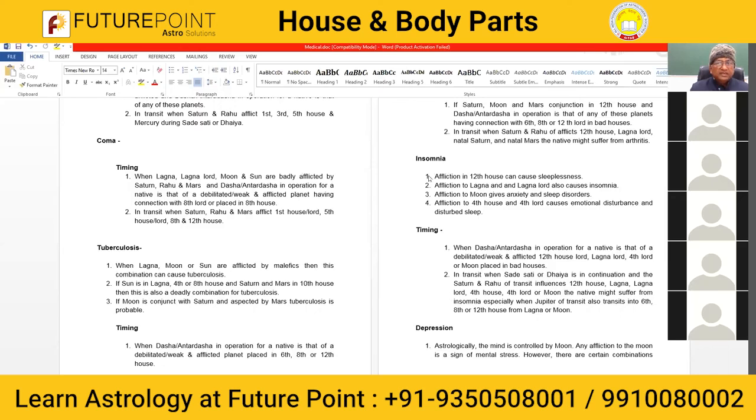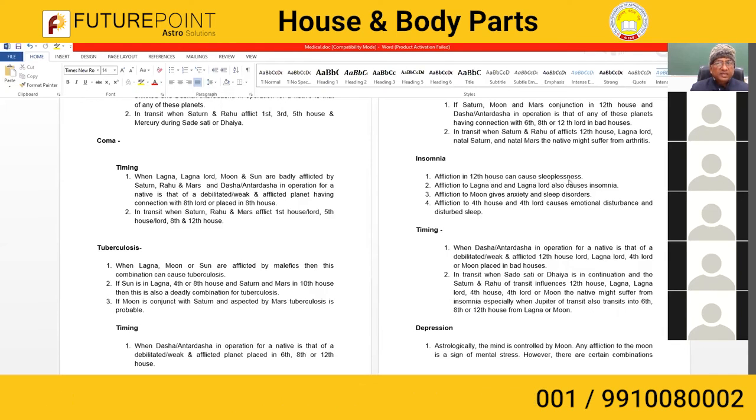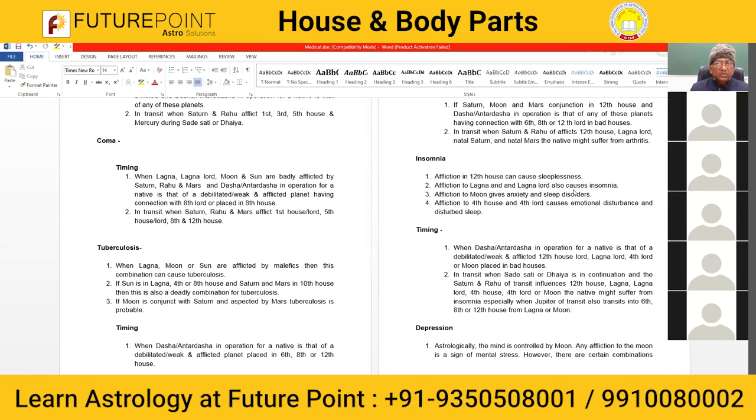Sleeplessness. Affliction in the 12th house can cause sleeplessness. Basically, affliction to Lagna and Lagna Lord causes insomnia. Or affliction of Moon causes anxiety and sleep disorders. The 4th house and 4th Lord also cause emotional disturbance. Basically, it is the 12th house, the Lagna and the Moon.